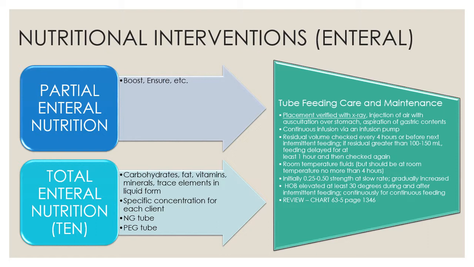It should initially start out about a quarter to half strength at a slow rate and then gradually increased. Head of bed should be elevated at least 30 degrees during and after intermittent feedings and continuously for continuous feedings. There's also a chart that you can review. It's 63-5 on page 1346.